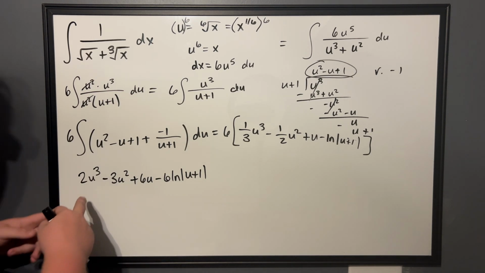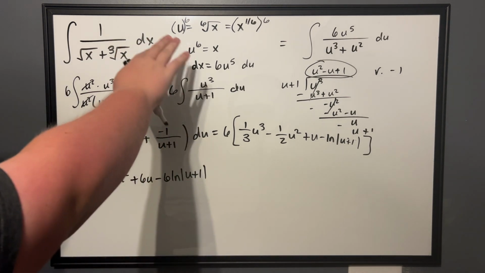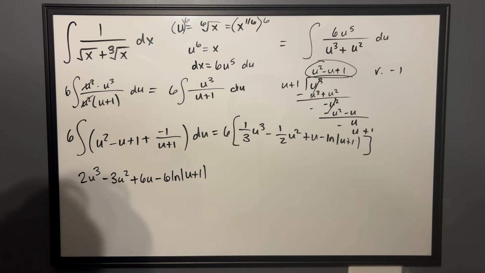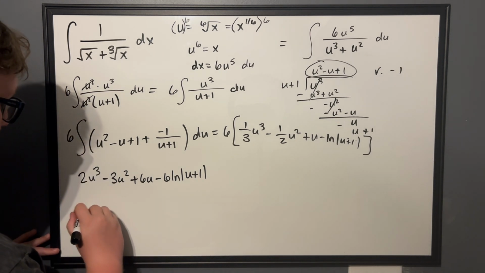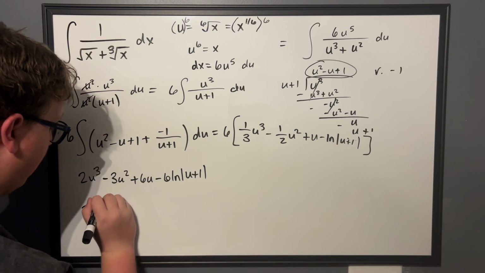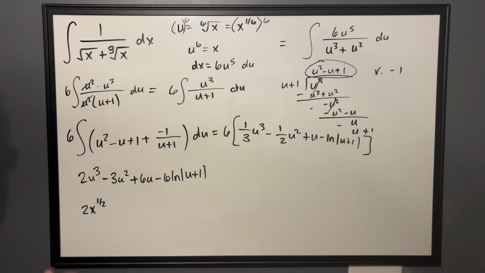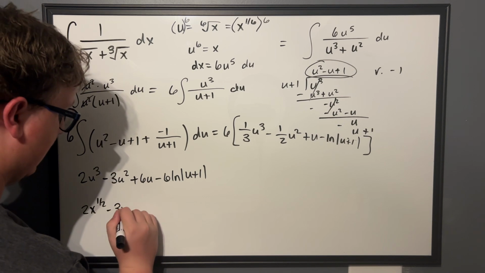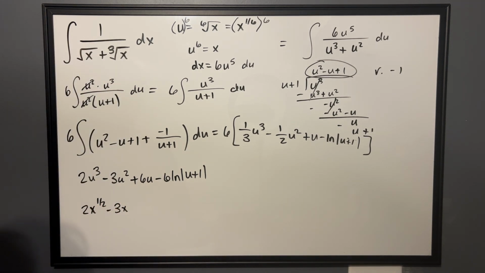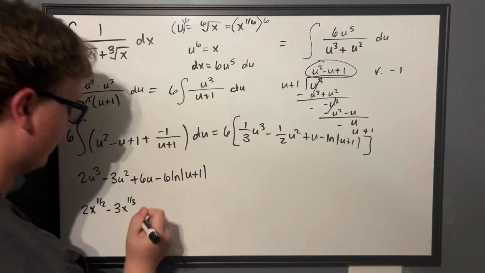But we want to go ahead and sub our u back in for a function of x. And remember, we chose the 6th root of x whenever we did that. So what we're going to have here is now it's 2 times the 6th root of x cubed. Well, that's going to be 2x to the 1/2, or 2 square root of x. Either way, when you multiply the powers and the exponents, you're going to get 1/2. Same thing here. We're going to have minus 3x. Well, if we have the 6th root of x squared, we're going to get the cube root of x, or x to the 1/3 power.